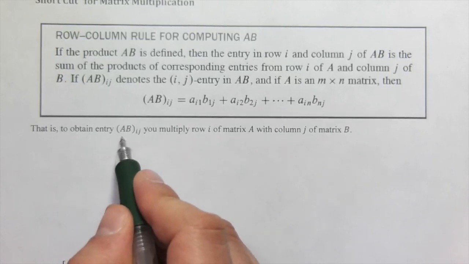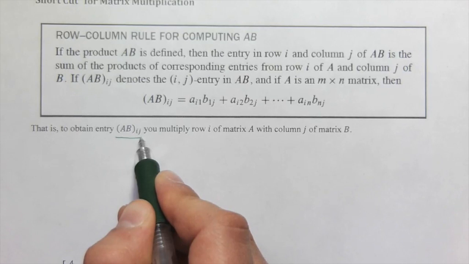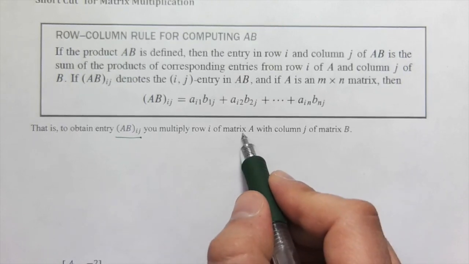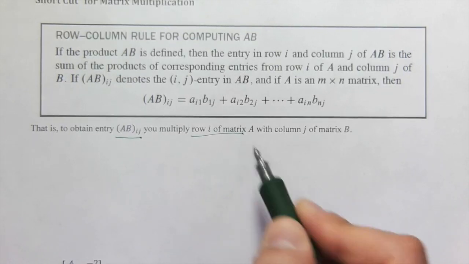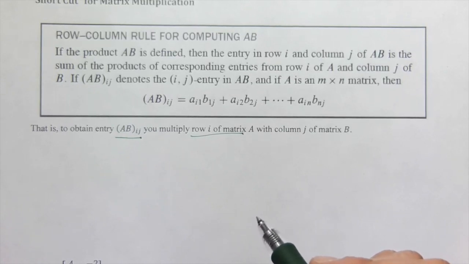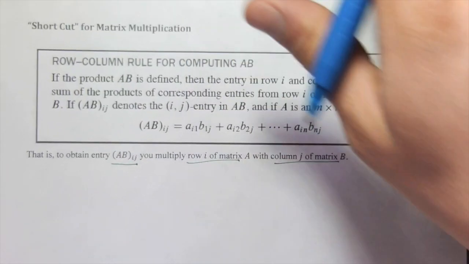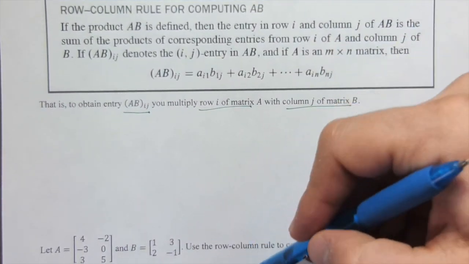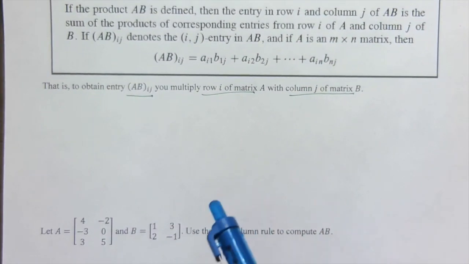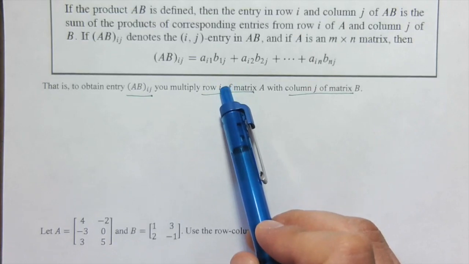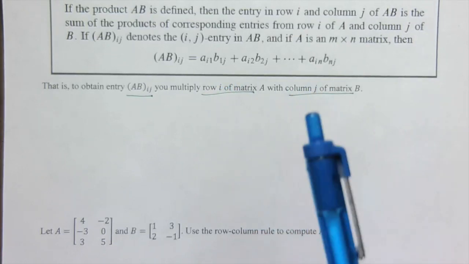To obtain the specific entry of AB, I, J, you multiply row I of matrix A and column J of matrix B. Now, we can talk about that different ways, but it's just helpful to cut right to the way we actually do this in practice. And so that's what I'm going to show you here. Let's multiply A times B right down here. We are going to multiply the rows of matrix A with the columns of matrix B, but here's how we actually do it.